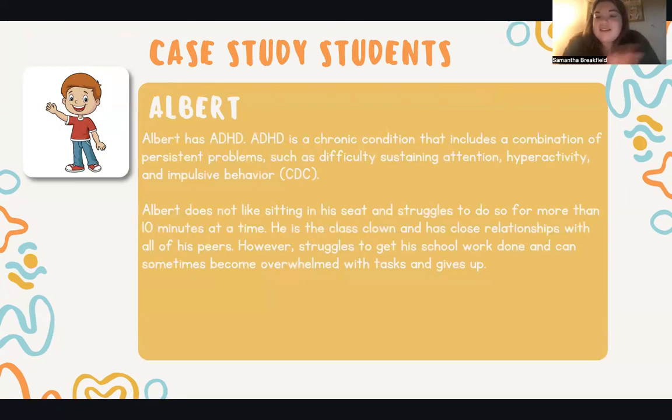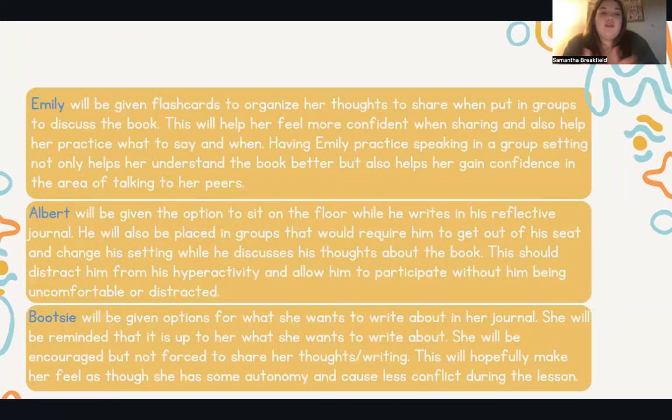So Albert doesn't like sitting in his seat and struggles to do so more than 10 minutes at a time. He's the class clown and has close relationships with all of his peers, however, struggles to get his schoolwork done and can sometimes become overwhelmed with tasks and gives up. So, what do we do for them?